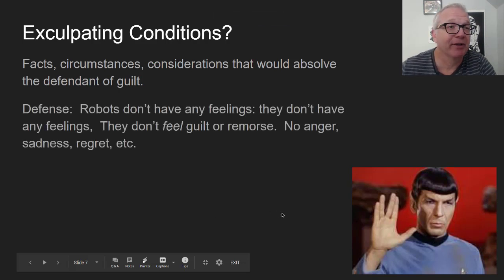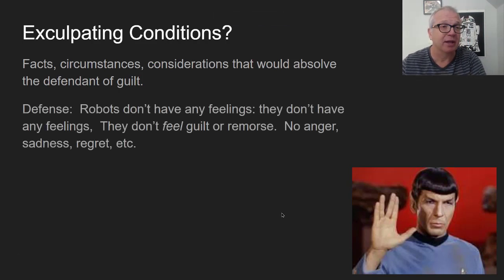So here's a possible defense. Somebody might offer this idea: well, look, robots don't have any feelings. They don't feel one way or another. They don't feel guilty. They don't feel any remorse. They don't have any anger or sadness or regret.